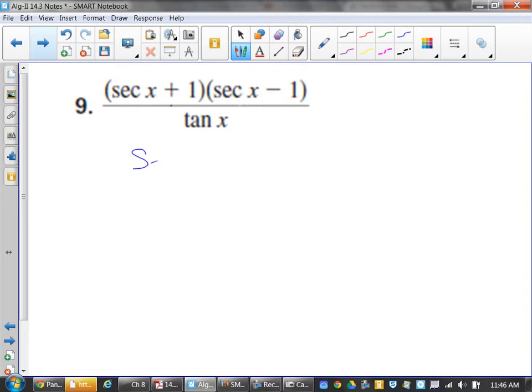Hang on, don't say it. It's tan squared over tan. Yes. And what do you get? Tan. I don't think I've ever written out the word tangent. Maybe in geometry, tangents of circles.